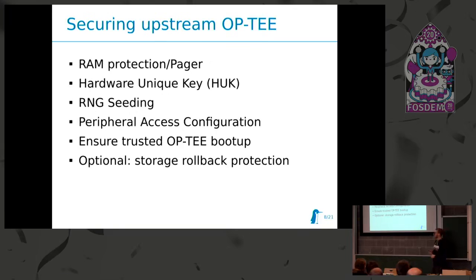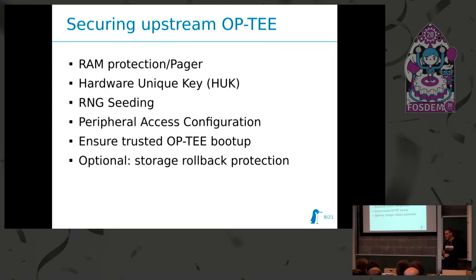So securing upstream Opti, from my point of view, consists of the following 5 or optionally 6 points. You need to employ some kind of RAM protection, or you need to employ the Opti pager. You need a hardware unique key for your platform. You need to seed the Opti pseudo-random number generator with a sufficiently random seed. You need some kind of peripheral access configuration depending on your platform. And you have to ensure that you have a trusted boot up of your Opti operating system.